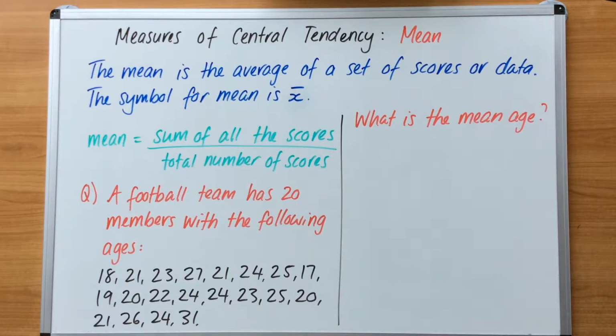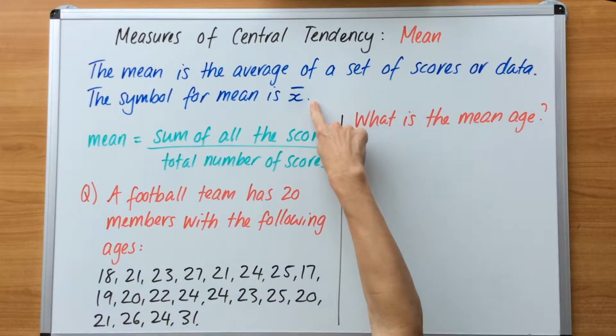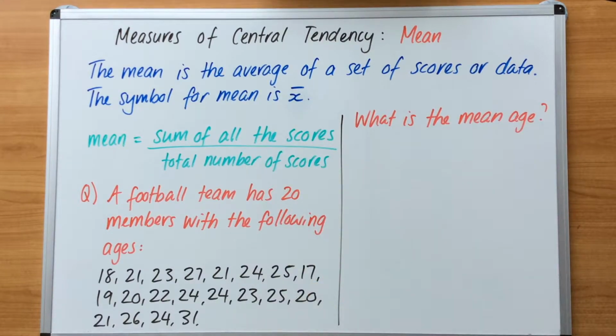In this video, we are going to focus on the measures of central tendency, but in particular mean. So the mean is the average of a set of scores or data, and the symbol for mean is this line with a cursive X underneath it. The rule for mean is the sum of all the scores divided by the total number of scores.